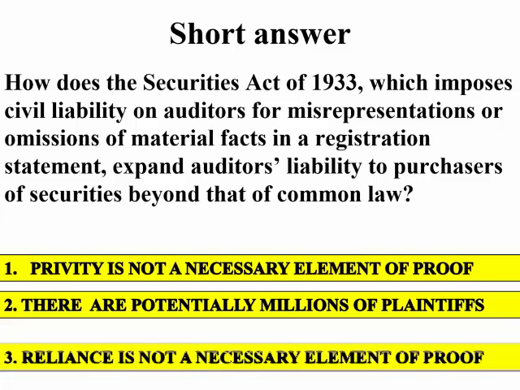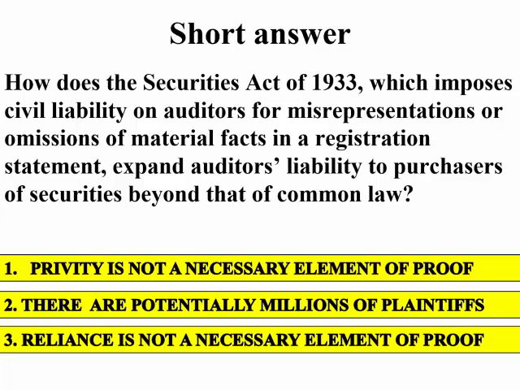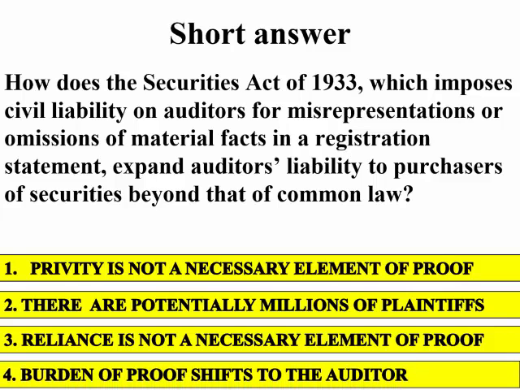Reliance is not a necessary element of proof, which is a big one. So they do not have to prove that they used the financial statements to make their decision, which is notable if you go back and look at the other elements of proof under common law, where either proximate cause or reliance was always required. And so because of that, the burden of proof shifts from the plaintiff to the auditor, the defendant in the case.